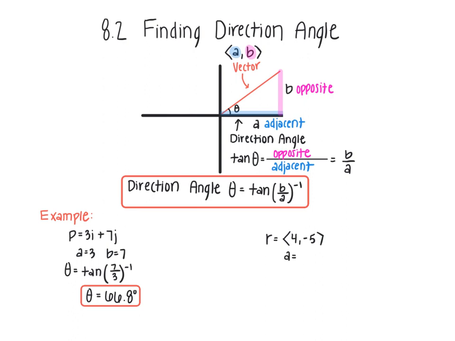We know A is equal to 4, B is equal to -5. We're going to plug this into the formula. Tangent of -5 over 4 to the -1. And this is going to give me -51.3 degrees. So just like we did whenever we had our trig unit, you always want your answer to be positive. So we're going to add 360 to our angle to make it positive.